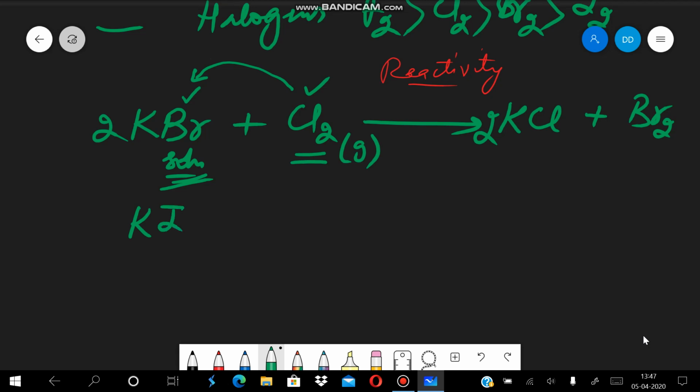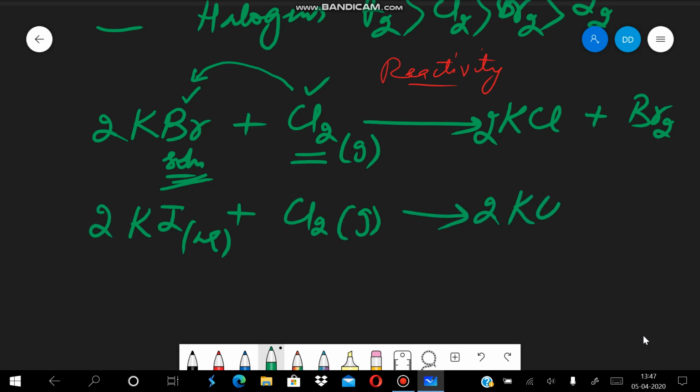We can take another example in this case, like potassium iodide when treated with chlorine gas. Aqueous solution of potassium iodide is treated with chlorine gas, and what do we get? We get potassium chloride and iodine as the product. So again in this case we can see that a more reactive halogen has displaced a less reactive halogen, or we can say a more reactive nonmetal has displaced a less reactive nonmetal from its solution.